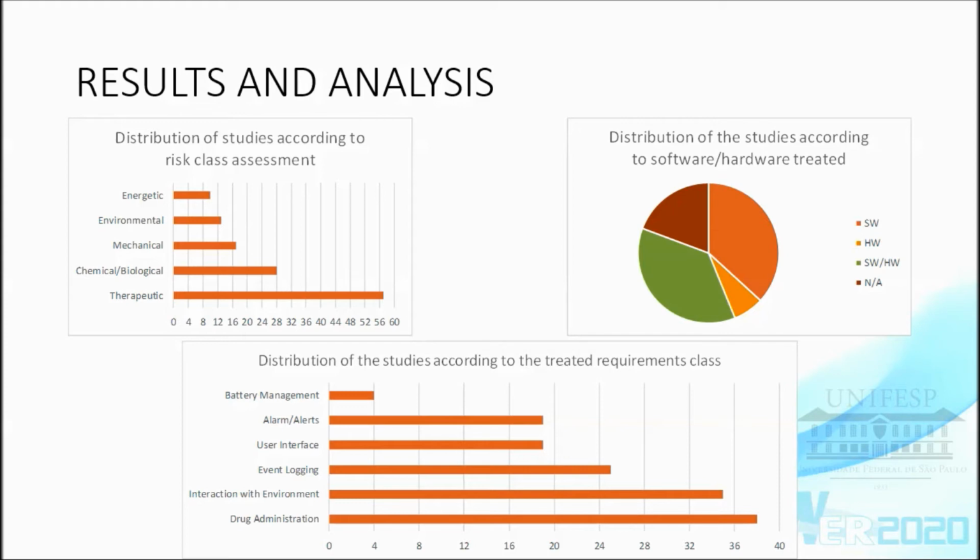And the most discussed requirement class is drug administration with 38 studies, and right behind it is interaction with the environment with 35 studies. The class with fewer studies discussing it is battery management with only 4 documents, exposing the need to better ponder this matter. But again, it is important to point out that the same study could be mentioned in more than only one requirement class.